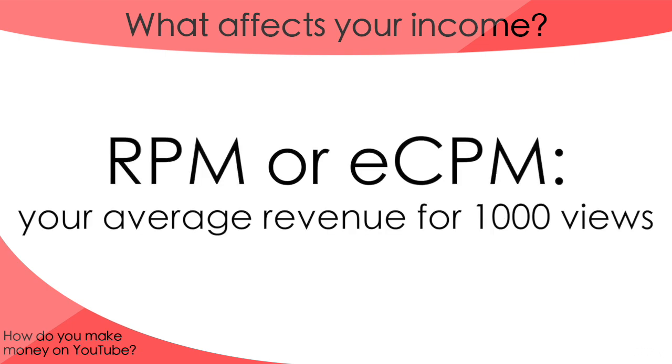Then there's RPM, often referred to as eCPM. It's your average revenue generated by 1,000 views. You will be able to check it on your AdSense account. So, in simple terms, it's your CPM just more accurate because it calculates how much you make on average from 1,000 views, rather than how much you would make if every view was monetized.